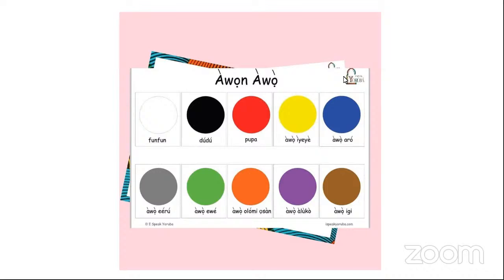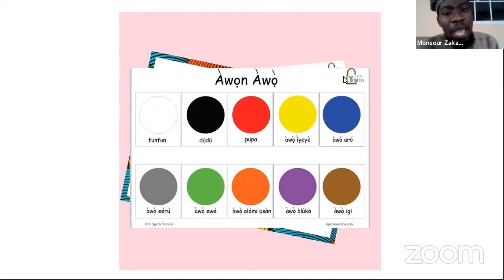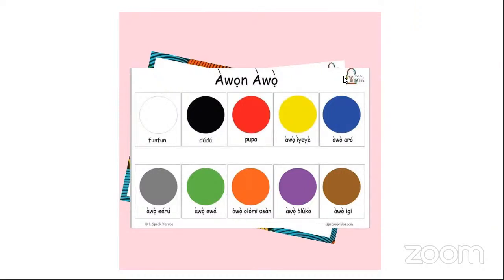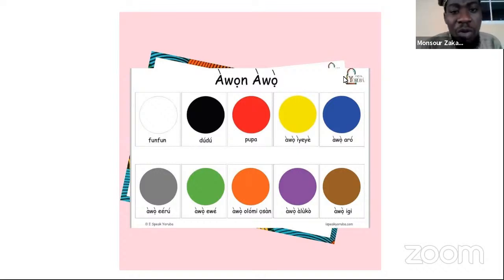So funfun is white. Dudu is black. Pupa is red. Iyeye is yellow. Blue is arrow. Ash is eru. Green is ewe. Orange is omi osan. Purple is aluko. Igi is brown. So thank you, everyone. Who wants to try?